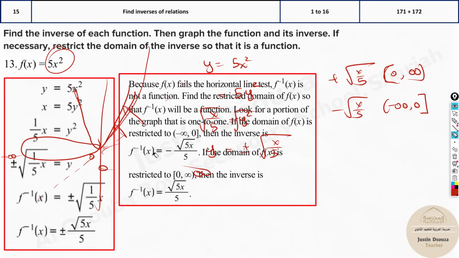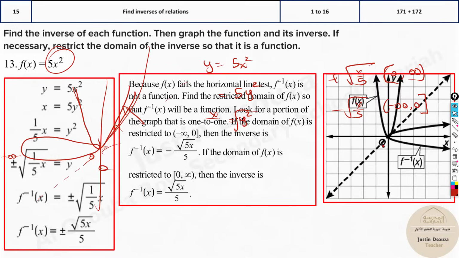So now here you can see it is f inverse of x for the negative part. What is the domain restriction? Here you can see restricted at minus infinity comma 0, whereas for the other positive part, it's from 0 to infinity. That's it. That'll be the graph.